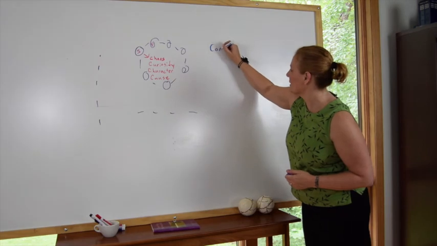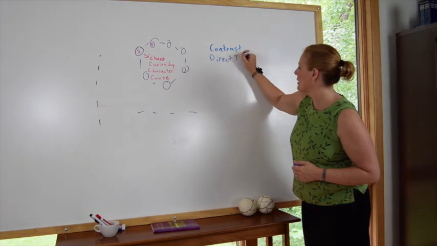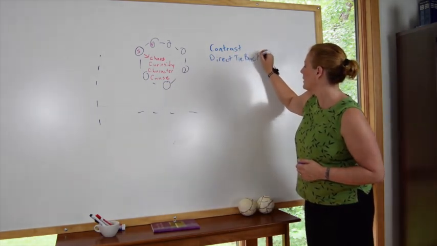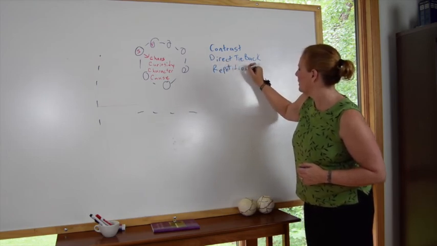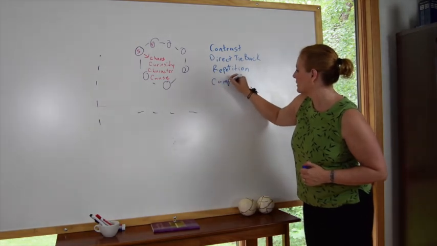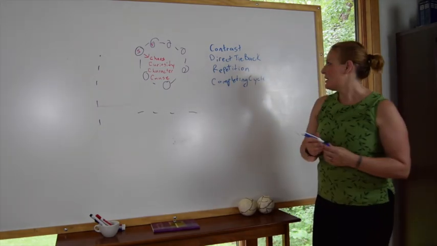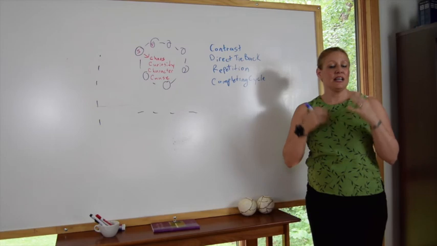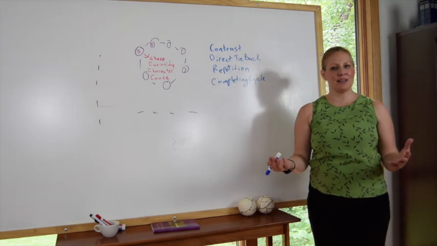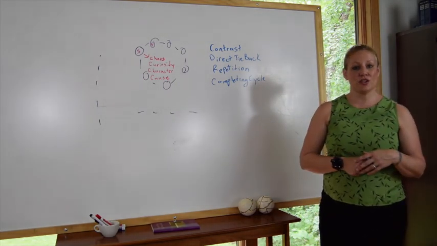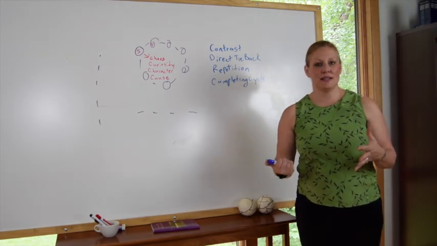They are contrast, direct tie back, repetition, and completing cycle. What are these? So a contrast, in the beginning, it's storming. In the end, the sun comes out. That's a really obvious kind of a contrast, but it can be done in a lot of other ways too. You could have in the beginning, somebody used crutches and in the end their leg is healed.